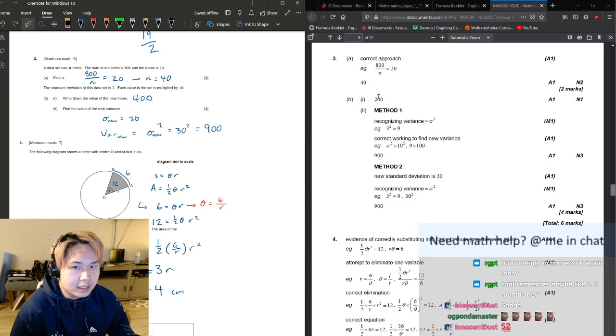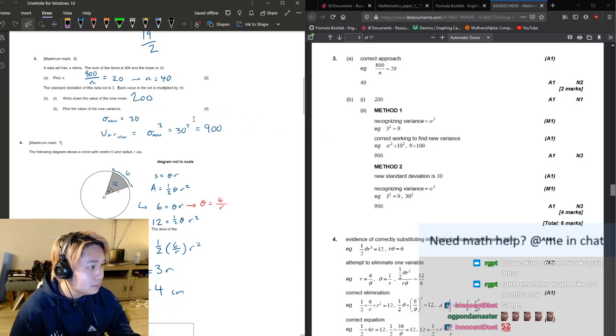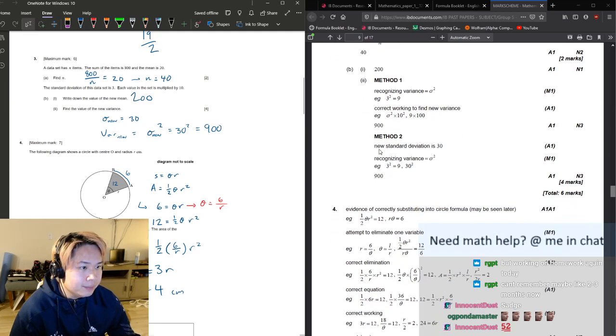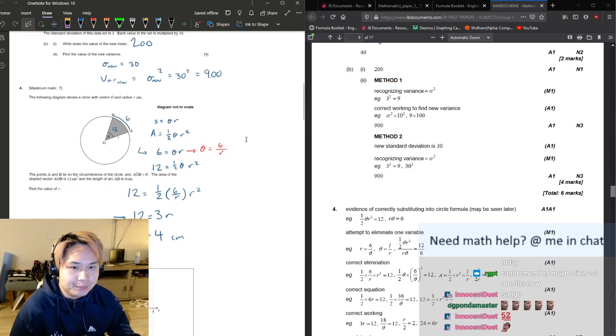And then 200, but I got 400. I don't know why I did. Oh, I multiplied the wrong thing together. I multiplied n by 10. And I even told you guys, oh man, I wasn't paying attention. You're supposed to multiply the mean. The mean was 20, so this should be 200. Oh well. Okay. I think I only lose 1 mark for it, though, so that's not bad.